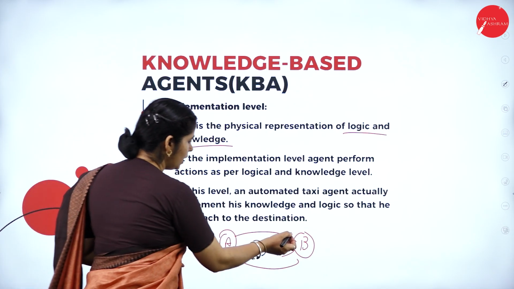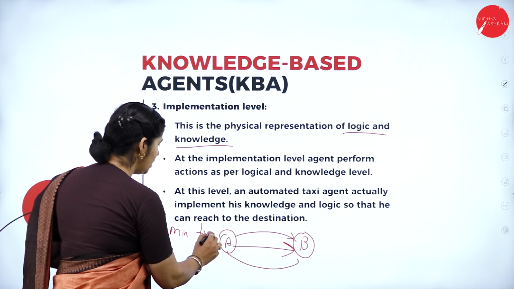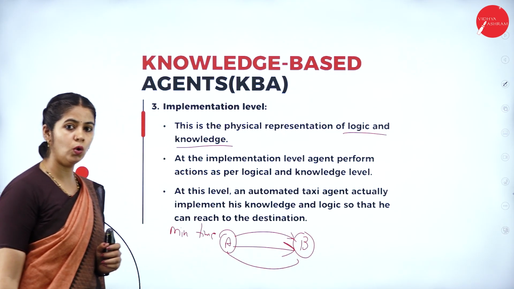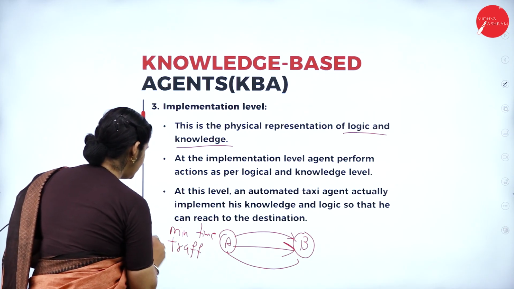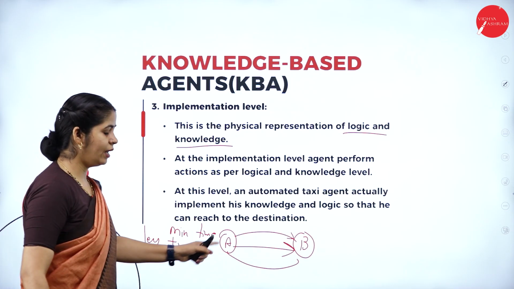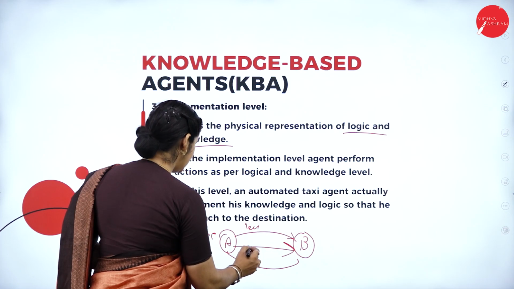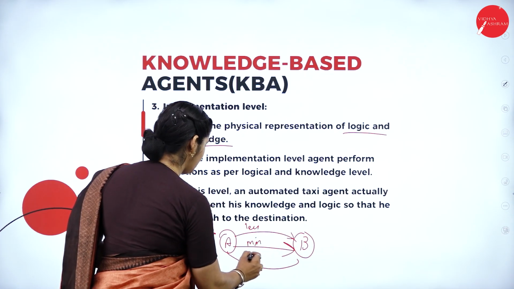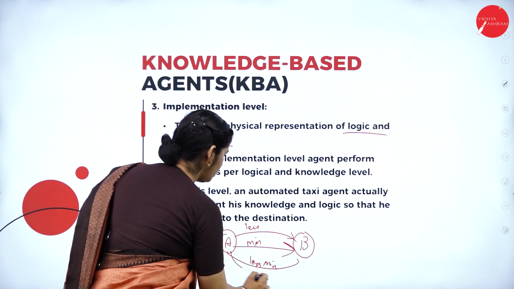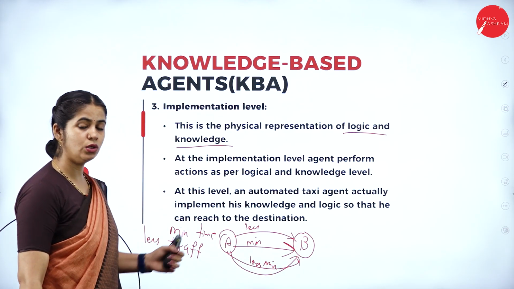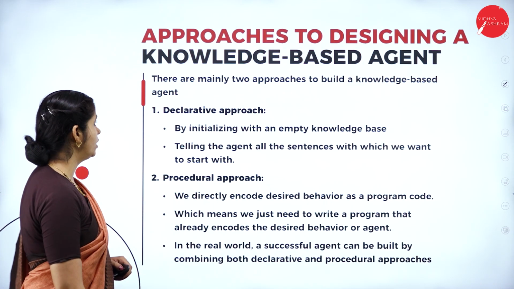So here, it can check what is the minimum time to reach the goal B, or it can check the traffic, where there is less traffic. It can opt for that particular route where there is less traffic. See, this is less traffic. If this is the minimum time, it combines both less traffic and minimum time, so it will choose this particular path. So that is the implementation level that we have for the knowledge based agent.